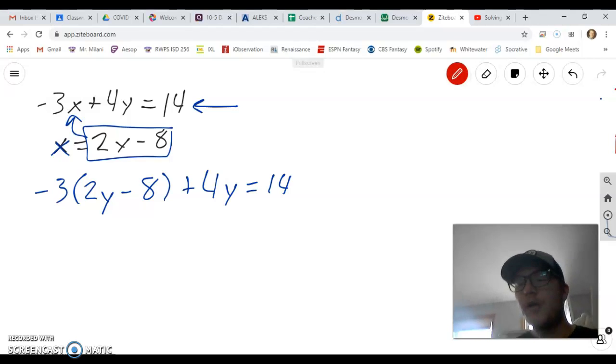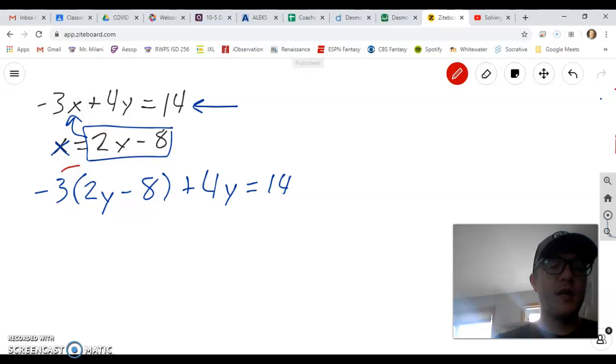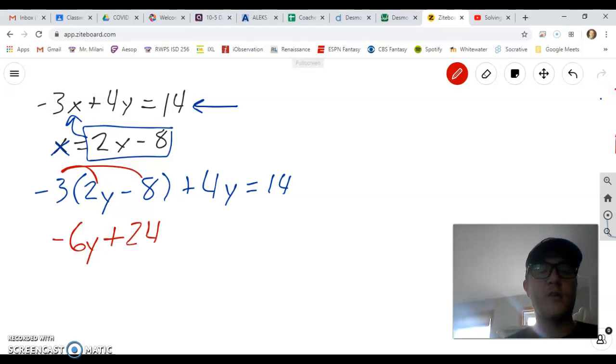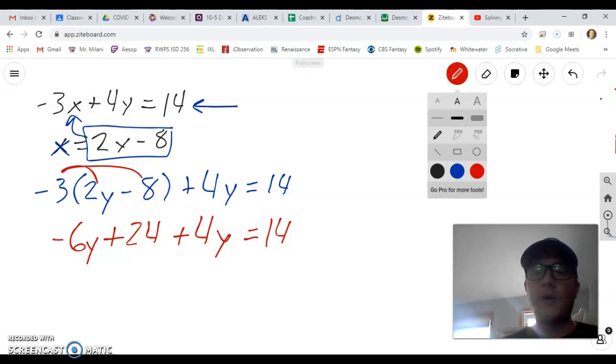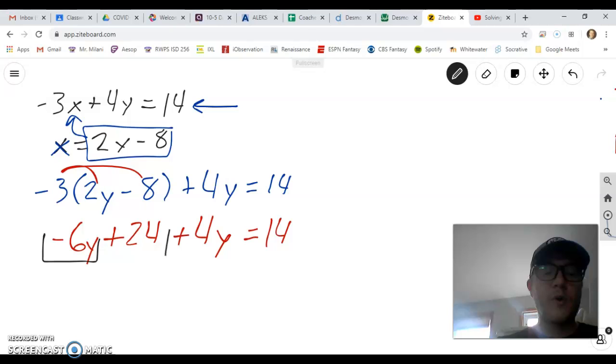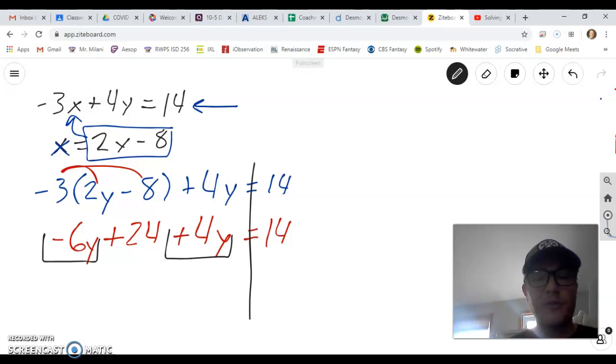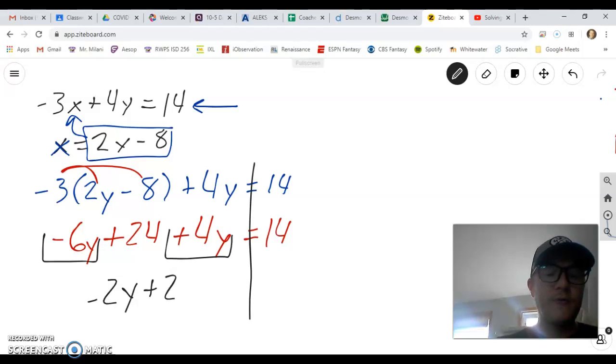Now we're going to start distributing this negative 3. So negative 3 times 2y is going to be a negative 6y. Negative 3 times a negative 8 will be positive 24. Don't let those signs get crossed up on you today. And then plus 4y is still hanging out there, and it still equals 14. Now we're going to combine our like terms. Negative 6y and positive 4y, since they're on the same side of that equal sign, they're just combining. You're not doing inverse or switching the signs or anything. You're just putting them together the way that they are right now. So negative 6y plus 4y is going to be negative 2y plus 24 equals 14.